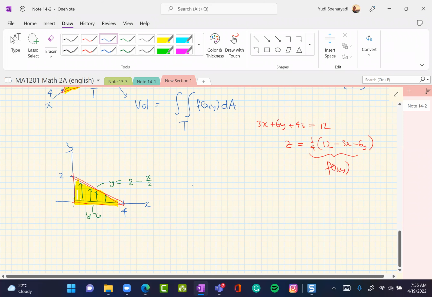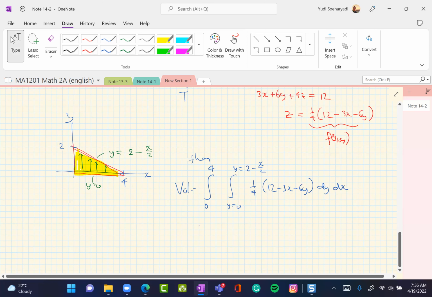Then the volume would be: y goes from 0 to 2 minus x over 2, and x varies from 0 to 4, and this is the function. This is y first, and then x. Then you can compute this.